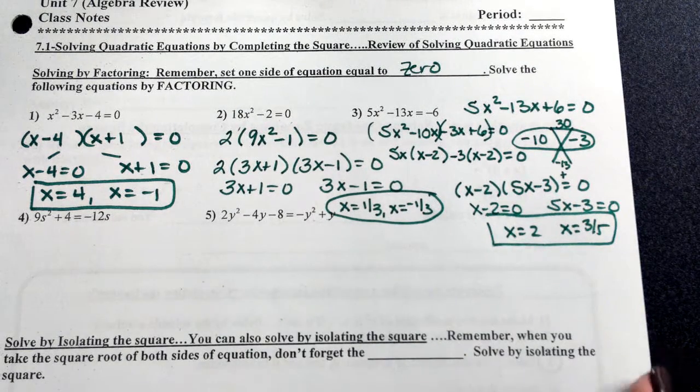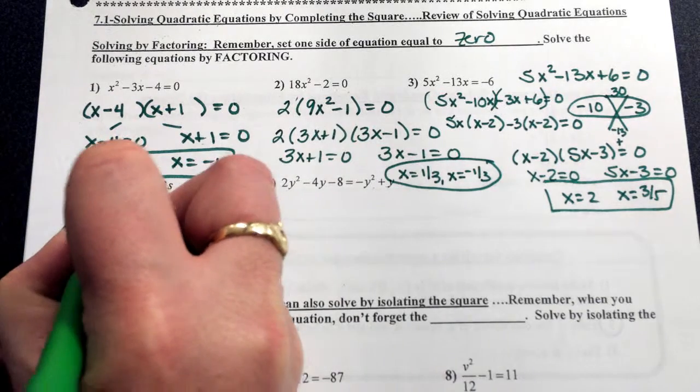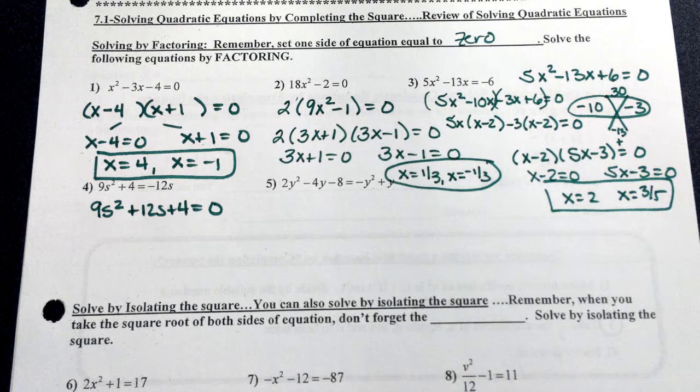So now let's take a look at number 4. What do you have to do first in number 4? You have to get a 0 on one side, so add the 12. Okay? You guys go ahead and finish that for me. Solve that by factoring for me.